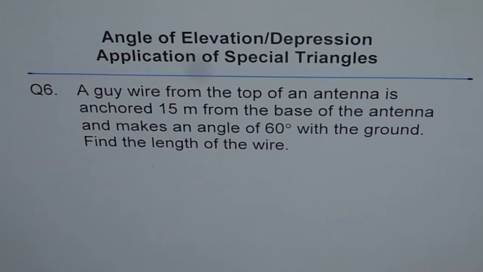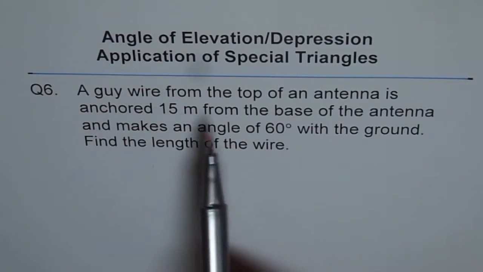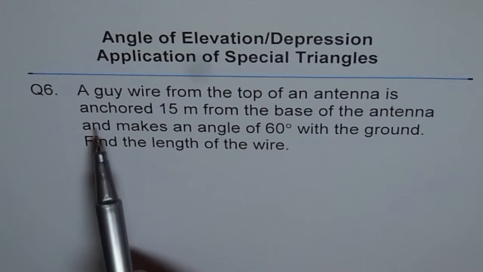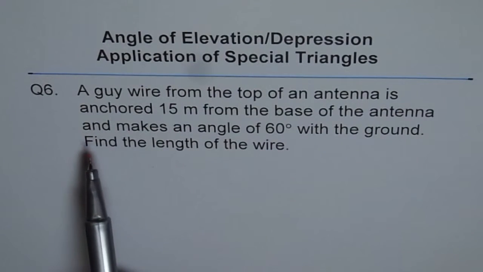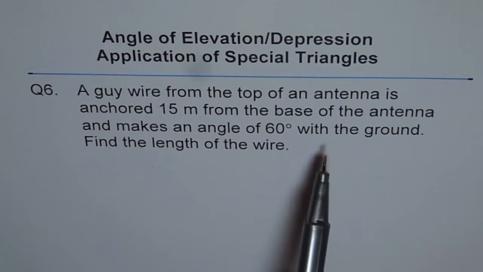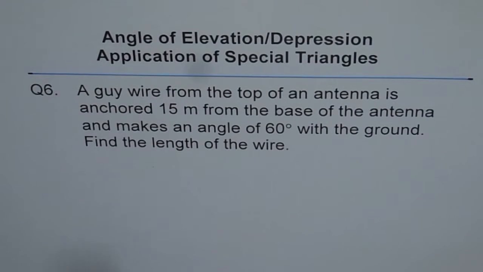Question 6. A guy wire from the top of an antenna is anchored 15 meters from the base of the antenna and makes an angle of 60 degrees with the ground. Find the length of the wire. Okay, so let's try to sketch this and then figure it out.